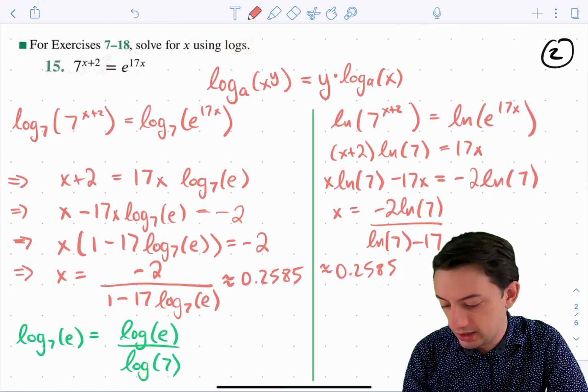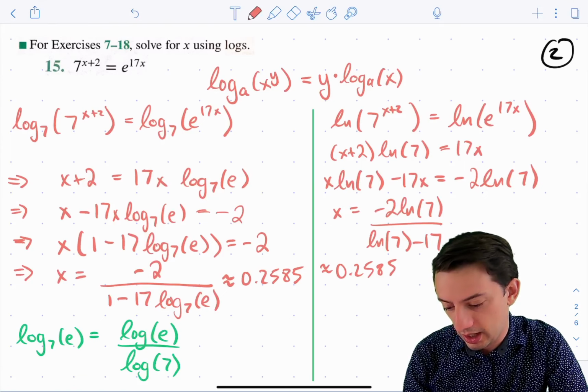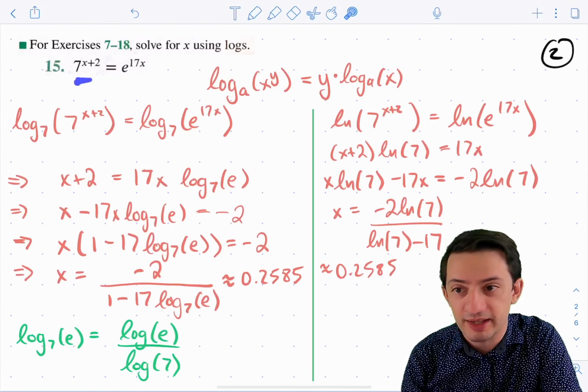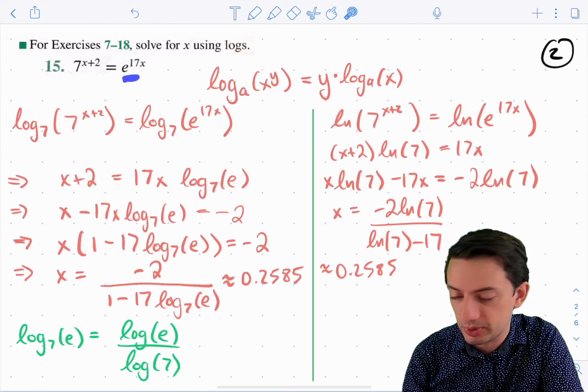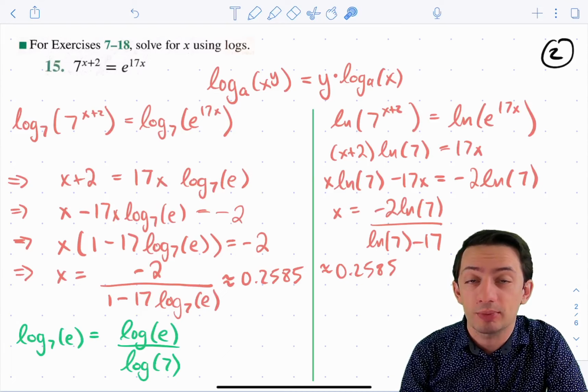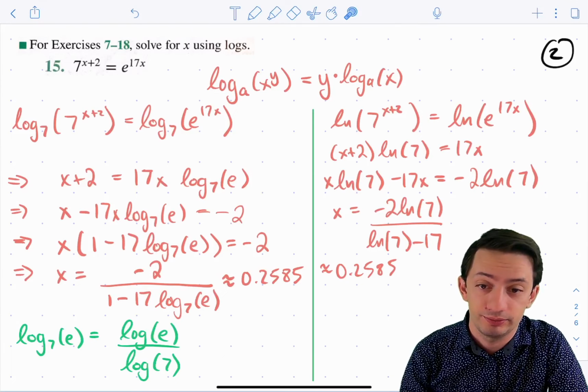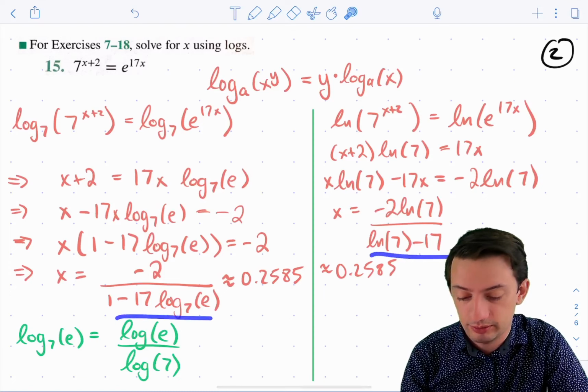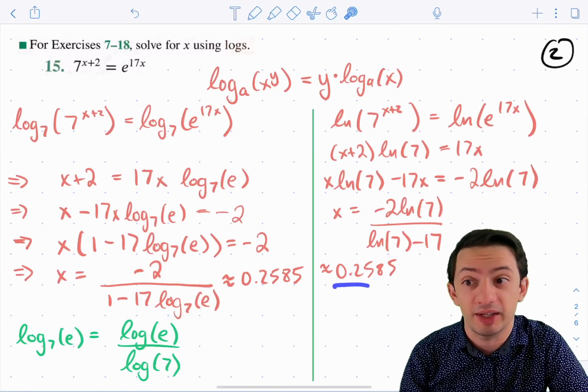Now, in these two examples, I used either log base 7, because we have a 7 here, or a natural log, because we had an e here. But you could once again do the exact same thing with log base 10 or log base 123 or any log. You'll get something that looks slightly different, but it will be numerically the same thing.